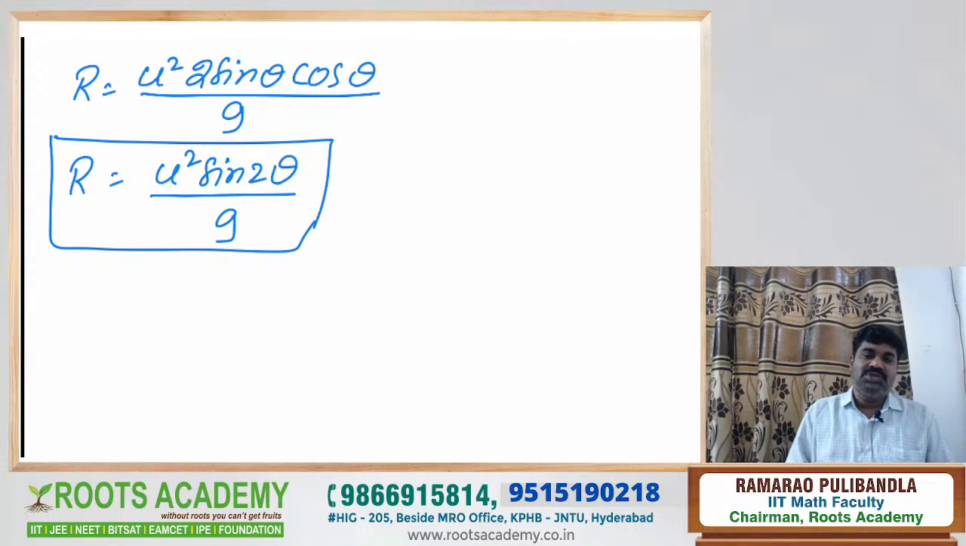The maximum height formula is u square sin square theta by 2g. The range formula is u square sin 2 theta by g. This is the formula for the range.